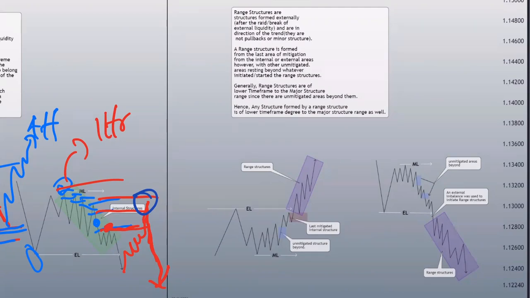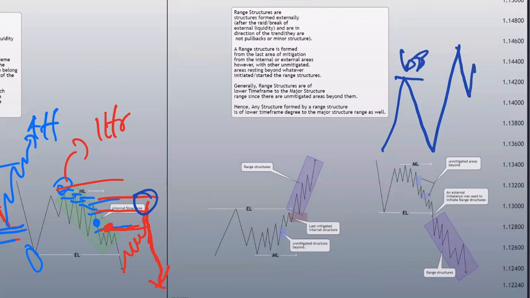Okay, that is, if we have something like this, a breakout structure, and you have a pullback like this, this is not a range structure. This is a pullback. That is a minor structure. A range structure is that same bullish structure being continued, but just that a range structure's time frame is lower. That is, the structures are of lower time frame degree to that of the internal structure and relatively to that of the major structure range. All right, so that is a range structure.